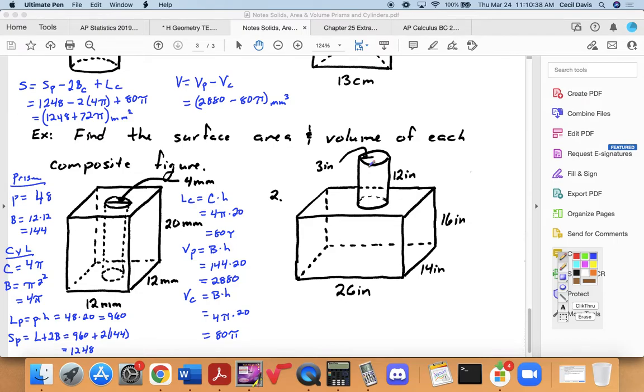Surface area, a little bit harder. So I would start with the surface area of the prism. Is there part of the prism that we cannot touch? The surface underneath the cylinder. Yeah, this little circle here has to be subtracted away. Then what parts of the cylinder can I touch? One of the bases and the lateral area. That's exactly right.